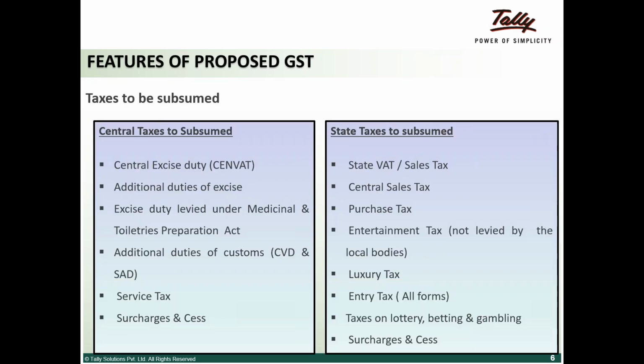This chart also shows what all the central taxes and state taxes will be subsumed. If you read it, it's excise duty, additional duties of excise, additional duties of customs, service tax, surcharges, and cess, which come under the central taxes. What gets subsumed under state taxes or SGST would be state VAT, purchase tax, entertainment tax, luxury tax, entry tax. All these get subsumed under SGST.